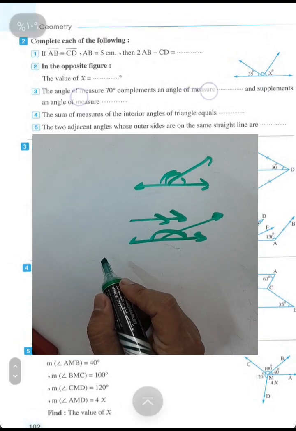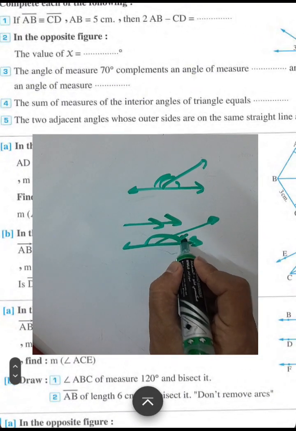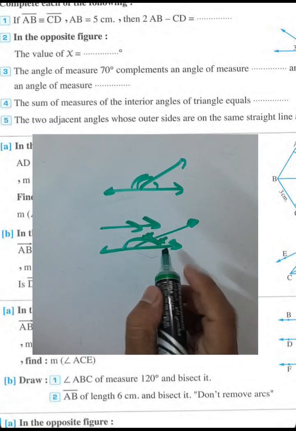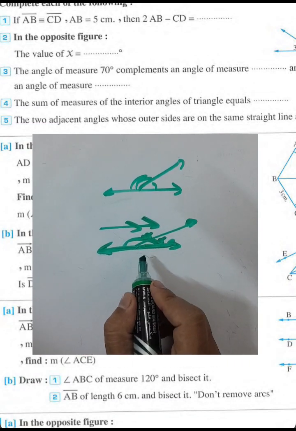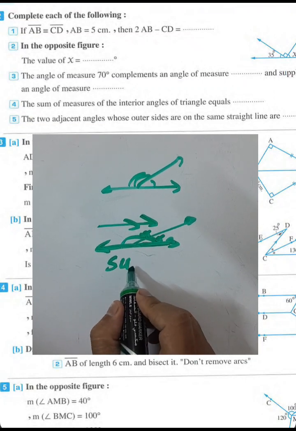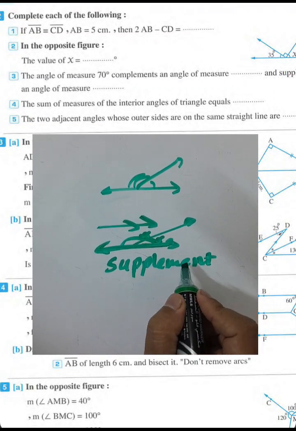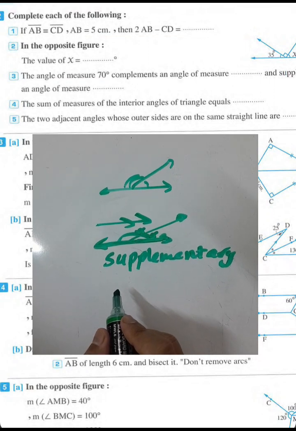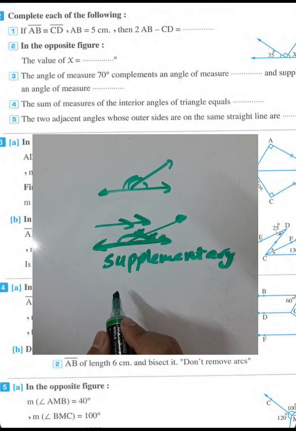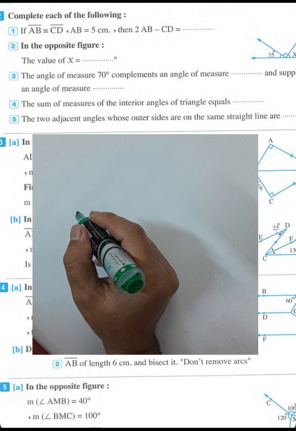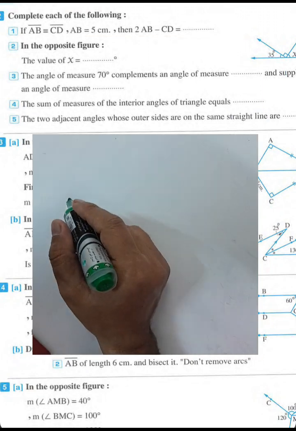Then the two adjacent angles, what do we call them here? The first angle and second angle. The two adjacent angles whose outer sides, the first and second sides, we call them outer sides. When the outer sides are in the same straight line, they are supplementary. The two adjacent angles whose outer sides are in the same straight line are supplementary, meaning the sum of them equals 180 degrees.